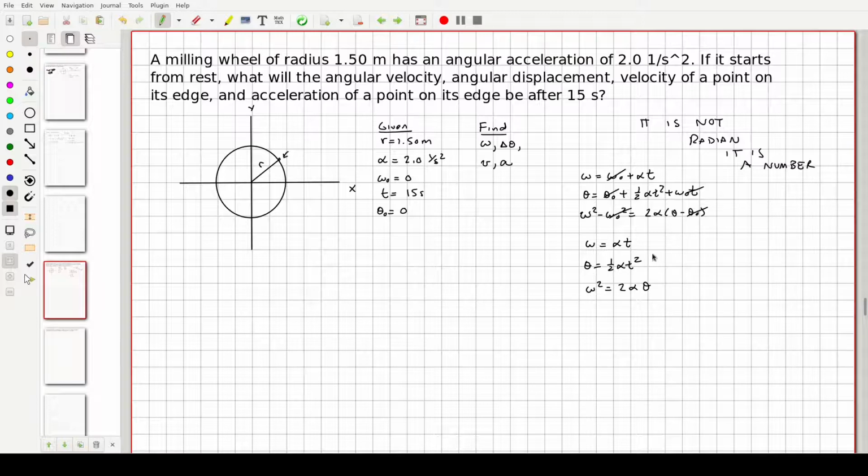And it's almost identical, like I said, to just a simple one-dimensional car problem. All right? So we're gonna start first. Well, we have enough information here to start with omega, or we could do theta. So why don't we just do omega first? So our angular velocity after 15 seconds is going to be alpha times t. And alpha is 2.0 radians per second squared. T here is 15 seconds. So 2 times 15 is 30. That's 30 radians per second. Okay, so there's our angular velocity.